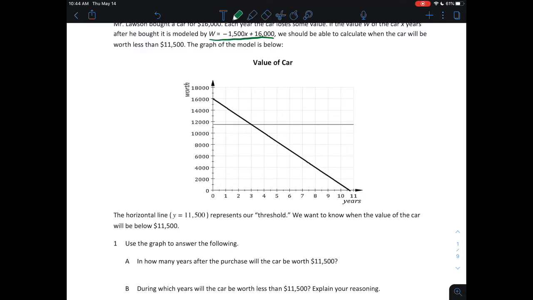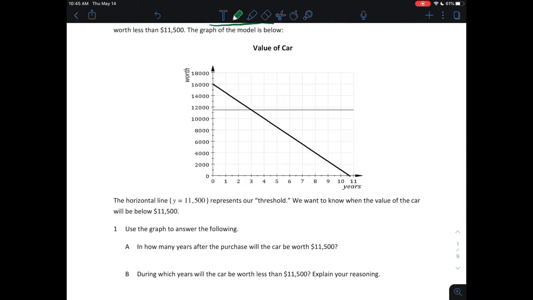In this graph, we have the horizontal axis measuring years. That goes from 0 to 11. And then we also have a vertical axis that is measuring worth of the car. That is going from 0 up to 18,000. And then right below the graph, we have this. The horizontal line, y equal to 11,500, that's the line that is just going straight across horizontally. If you want, you can write the equation next to that, y equal 11,500. That represents our threshold. We want to know when the value of the car will be below 11,500.